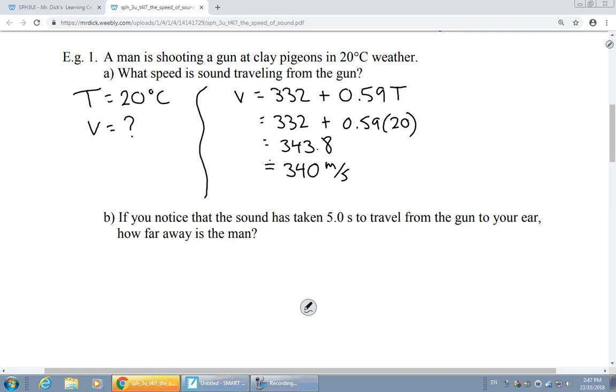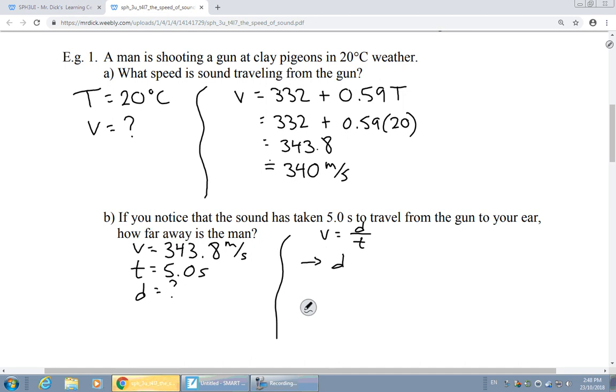So in this case, we know velocity because we just found it. And I'm going to use the unrounded version, 343.8 meters per second. And we are also given that time is 5.0 seconds, and we're just looking for displacement. We're looking for d. Well, because it's a constant velocity, we just use the simple kinematics formula that says that velocity is equal to displacement over time. But the way we want to use it is to say that displacement is really velocity multiplied by time.